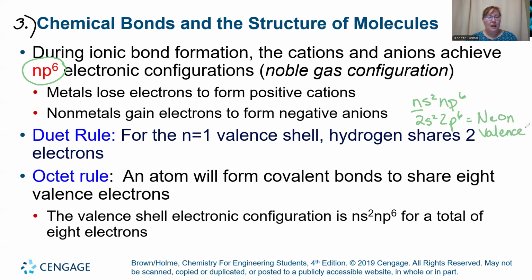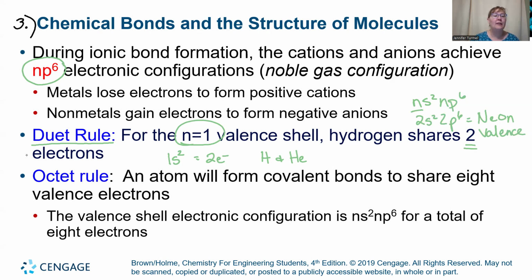Okay. All right. And then, so we have a couple of rules that we're going to be working with here. The first one is our duet rule. Now, if you remember, in n equals 1, you just have a 1s orbital, and that just has 2 electrons. And that's basically just hydrogen and helium. Okay. And they are going to be stable with a 1s2 configuration. And so they only share 2 electrons.